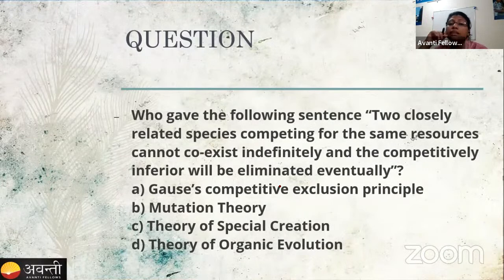Okay. So for that, your question here is, who gave the following sentence? Two closely related species competing for the same resource cannot coexist indefinitely, and the competitively inferior will be eliminated eventually. कौन, किसने कहा था कि जो हमारी इंफीरियर स्पीशीज है वो पूरी तरह से एलिमिनेट हो जाएगी when the superior species comes up in the competition for the same resource.